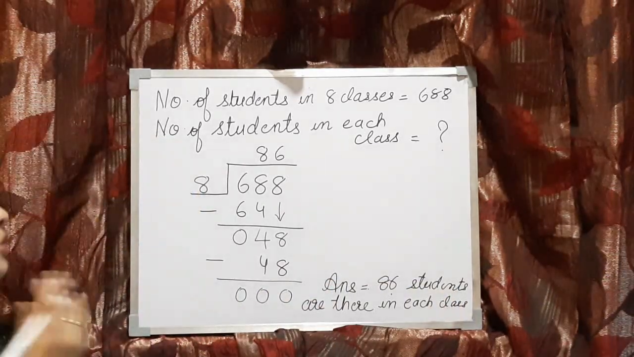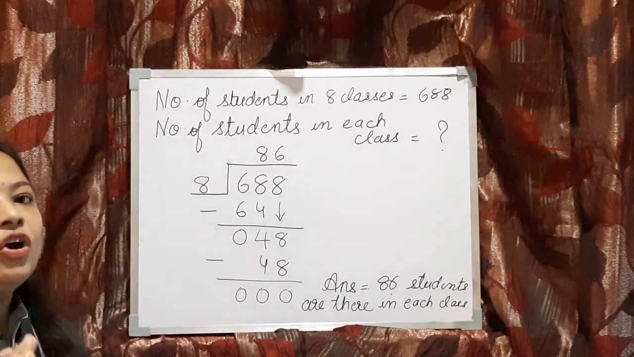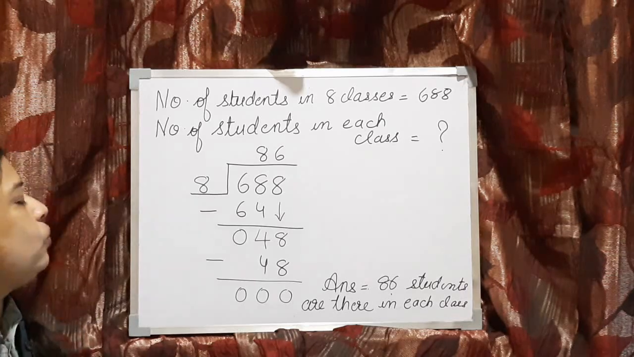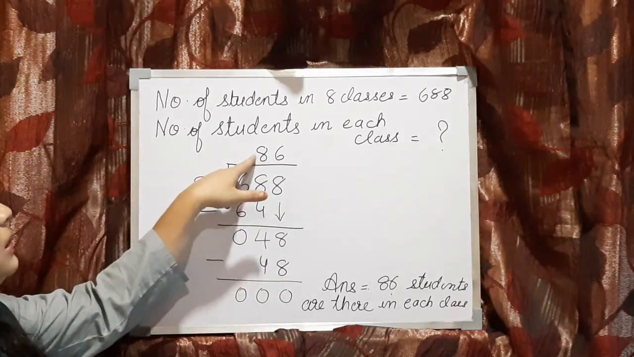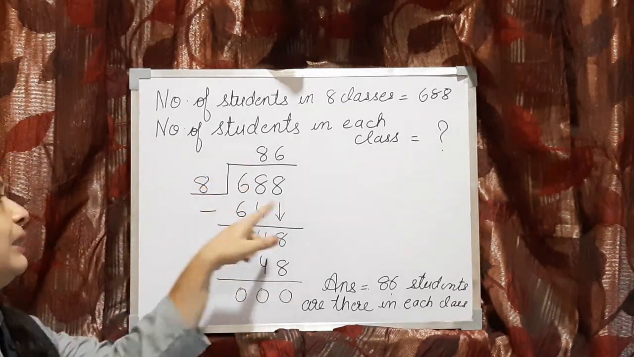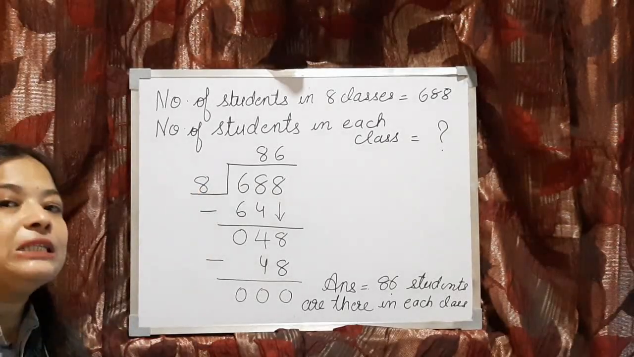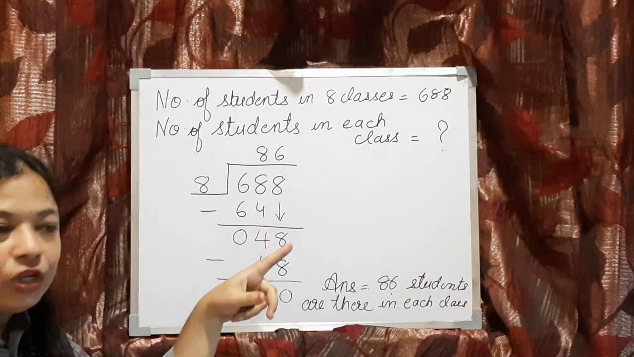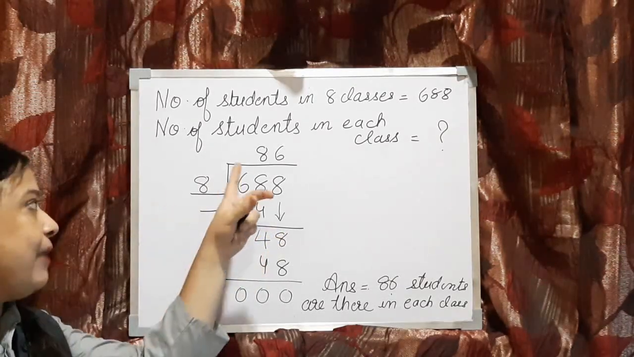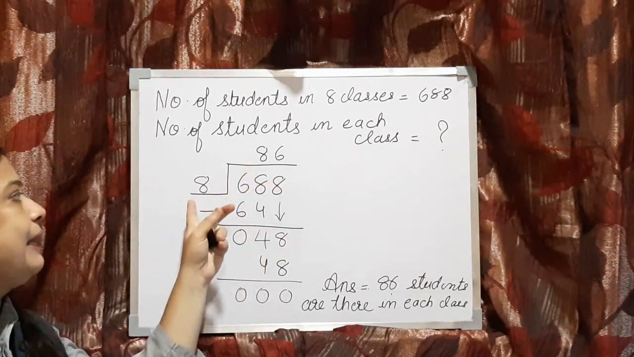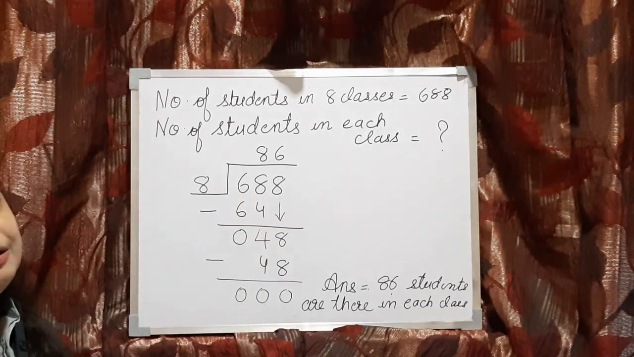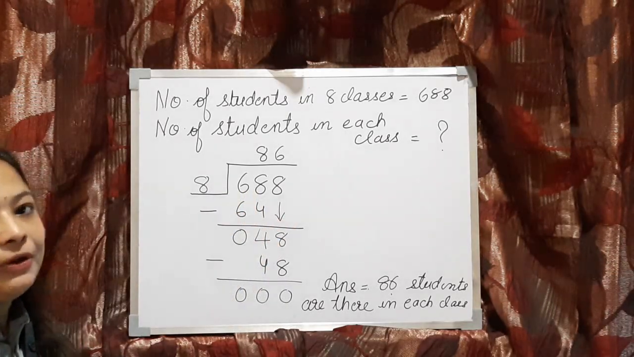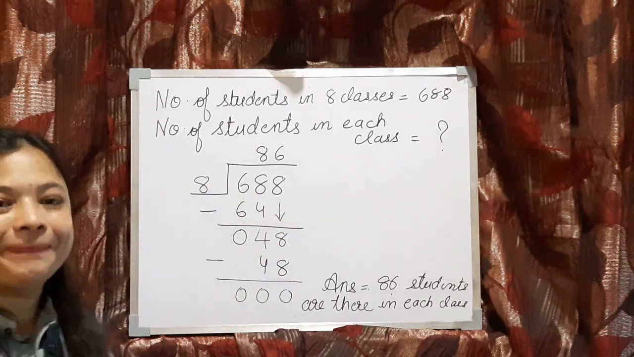Okay? Here also, children, you find it out by your own, you try it by your own, that when you multiply this number with this number, then you will get this number. So in this way you can check your sum. Multiply the quotient and the divisor. When you multiply quotient and divisor, you will get the dividend. Okay? So come on, now see another sum.